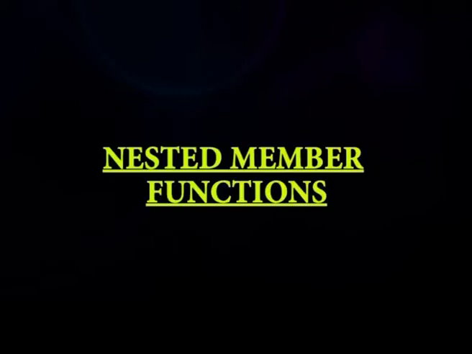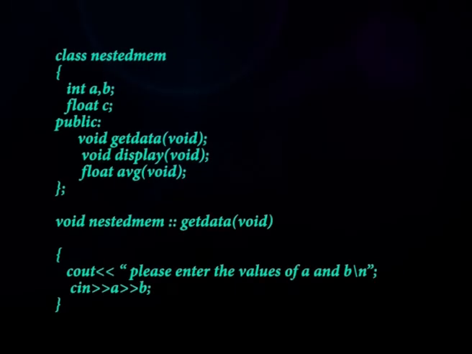Nested member functions. The behavior of nested member functions is the same as that of simple nested functions. The only condition is that all the nested member functions have to be declared beforehand. In such cases, a member function can be called by its name only inside another member function of the same class. For example, a program to find the average of two numbers.